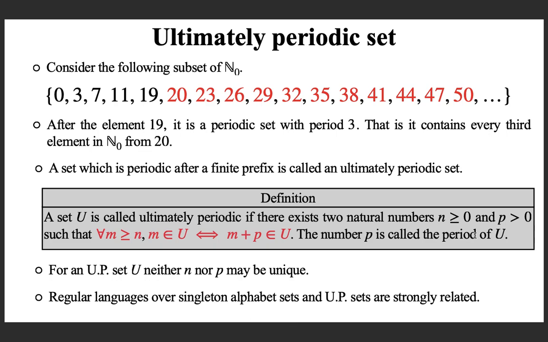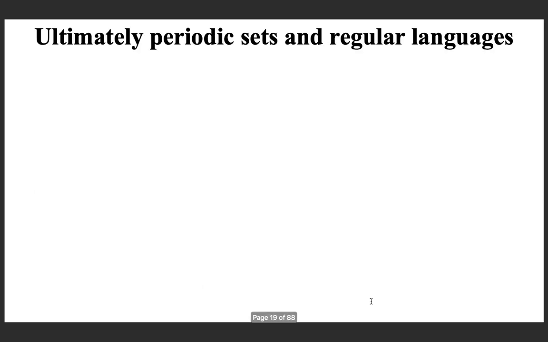And we can see that regular languages over singleton alphabet sets, if you look at regular languages which are defined over a singleton alphabet set, just one alphabet, then such languages and ultimately periodic sets are strongly related. And later we can see what that strong relation is.